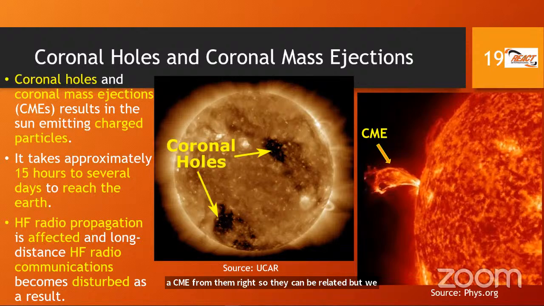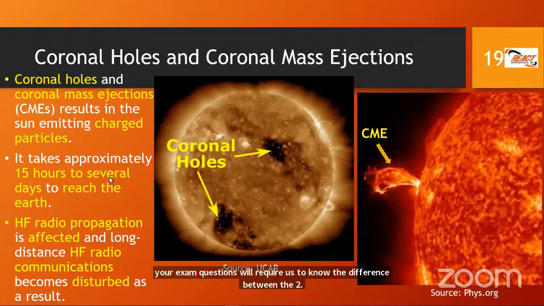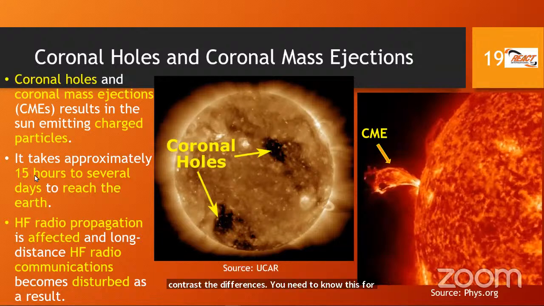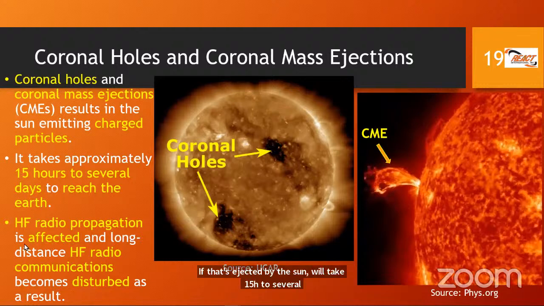As amateur radio operators, we need to be discerning, we need to be aware of the differences, and of course your exam questions will require us to know the difference between the two. So that's why we're taking the time to compare and contrast the differences. Okay, you need to know this for the exam, that the CMEs, or the coronal mass ejections, ejected by the sun, will take 15 hours to several days to reach us, right? And of course, when it reaches us, HF radio propagation is affected, just like solar flares, right?